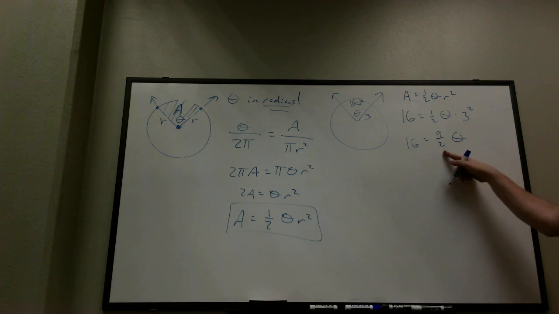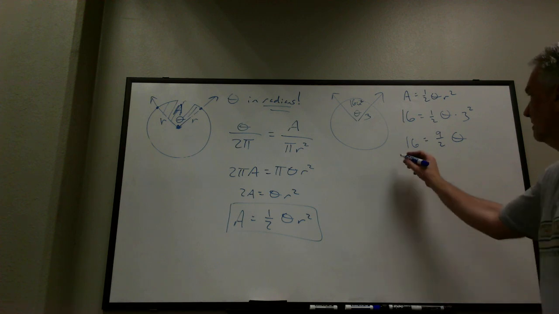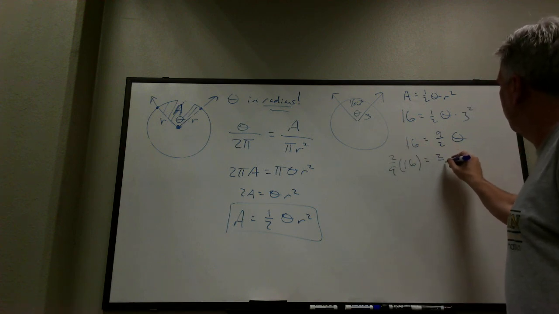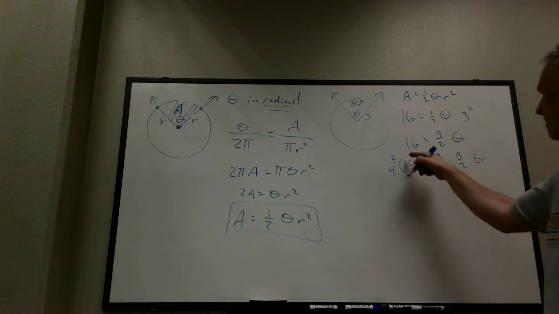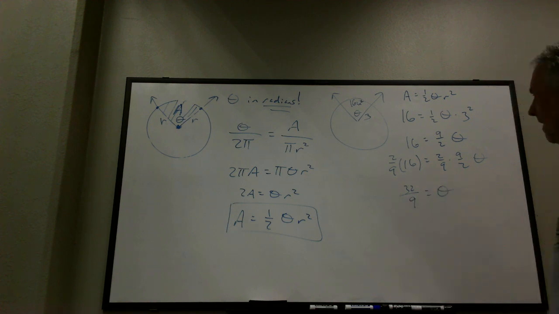You can divide both sides by 9 halves, or you can multiply both sides by 2 ninths, right? If I multiply both sides by 2 ninths, notice the 2 ninths here and the 9 halves give you a 1, right? That's 1. So that's 32 ninths is theta. If you want to punch it in and get a decimal, you could. I was just trying to make it easy, so I wouldn't have to punch anything in.